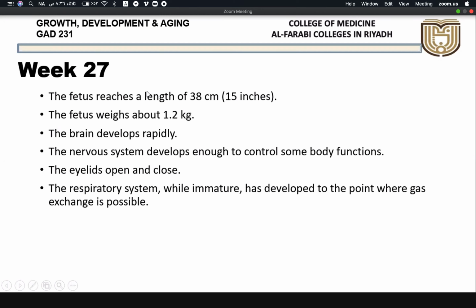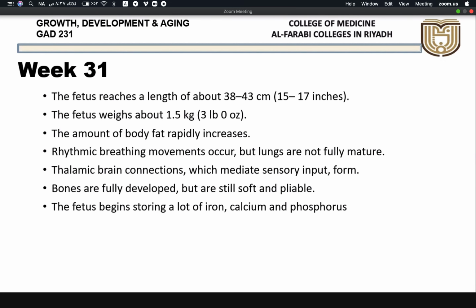By this 27th week, the fetus has reached 15 inches, and the weight is almost 1.2 kilograms. This is the 1.2 kilogram stage, and the brain and the nervous system start developing. And the eyelids open and close now. And even the respiratory system, even though it is not mature enough, some exchange of gases is possible if it comes to this world.